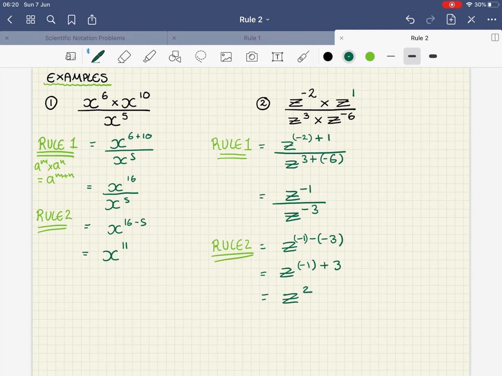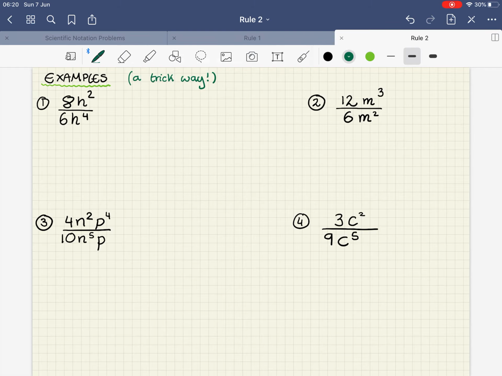Okay. So these next ones here, these can be a little bit trickier. Now, you can approach them like the rule 2. And the way to do that is sort of look at the numbers first. So I've got 8 over 6. When I simplify that 8 over 6, I'm going to have 4 over 3. And then I would look at my letters. So I've got h to the power of 2 over h to the power of 4. So I'm going to be doing 2 take away 4, which is going to be negative 2.